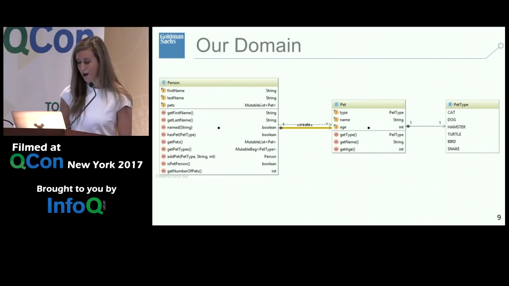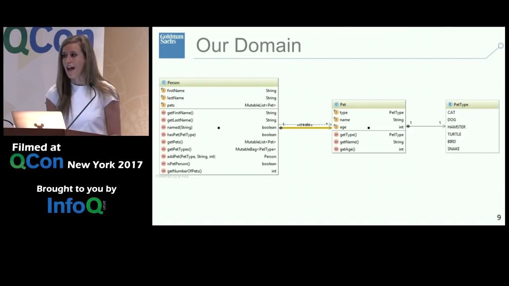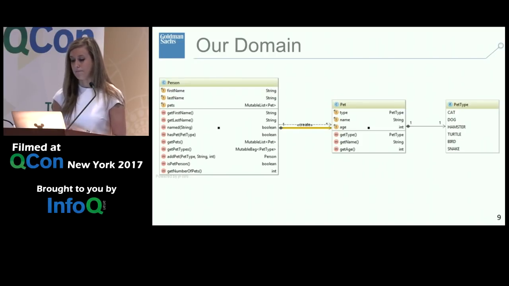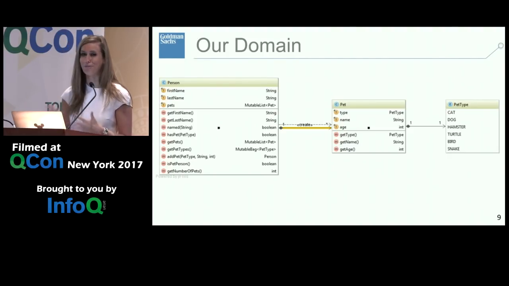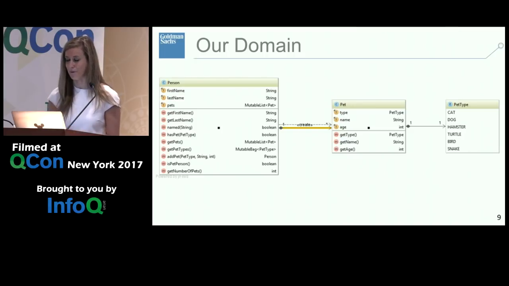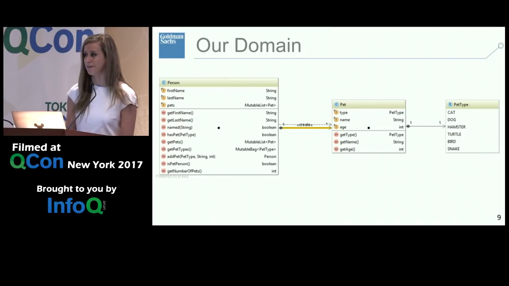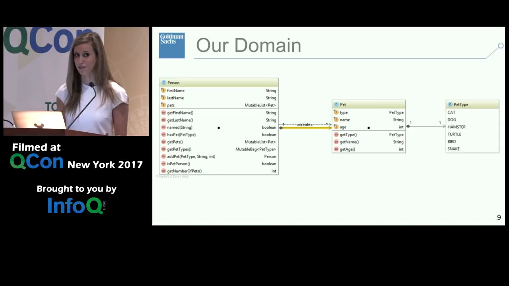Before I get into Optional specifically, I'm going to just quickly walk you through our domain, because I have a lot of code examples coming up. The domain these code examples come from is we have a list of people. Each person object has a first name, a last name, and a list of pets. Each pet has a pet type, a name, and an age. And pet type can either be cat, dog, hamster, turtle, bird, or snake, just an enum to specify what type of pet it is. So we're going to walk through some made up examples that involve this person-pet domain.